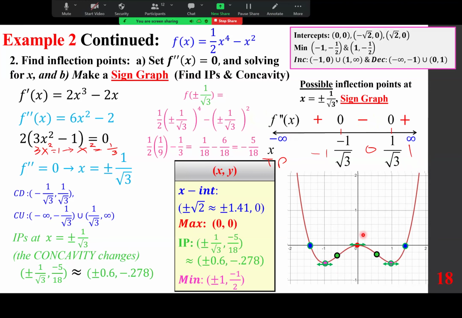Notice we have a local max, we have local min, both of them are also absolute min. The function is decreasing here, increasing here, decreasing here, increasing here, okay? Then it's concave up, concave down, concave up. Very straightforward as far as the graph and all the information we need is concerned.